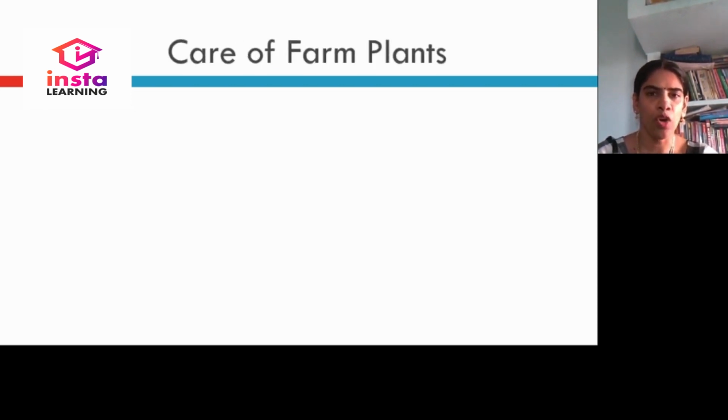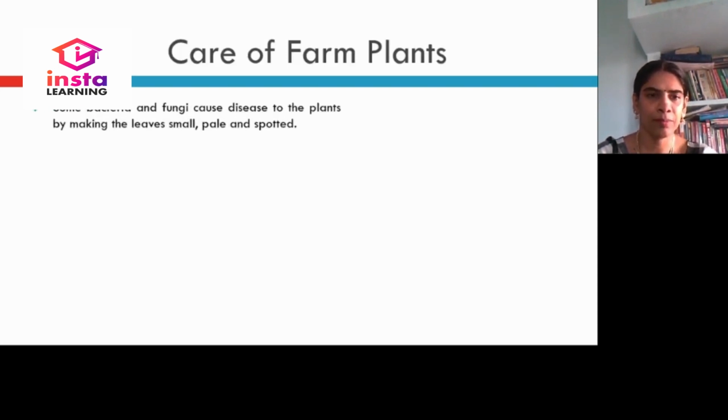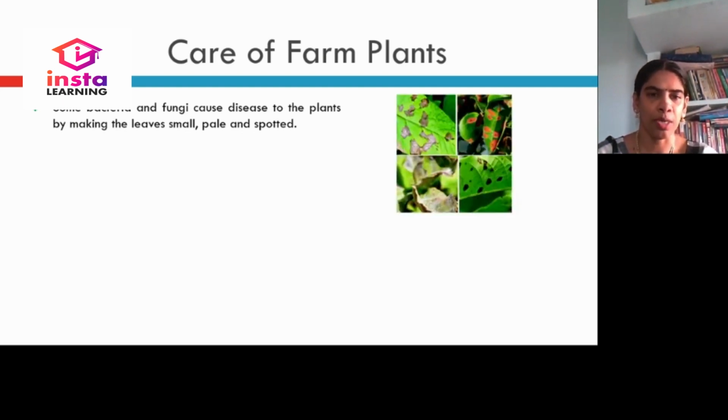How do we take care of farm plants? Some bacteria and fungi cause disease to the plants. This makes leaves small, pale and spotted. The diseased part of the plants should be removed as soon as it is noticed.